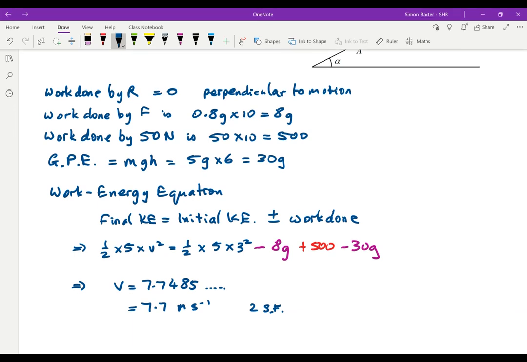So work energy equation, it's a very nice little trick. Well, it's not a trick, it's a nice way of solving some problems. And in the next video, you will see a problem that would be impossible, or at least very, very complicated to solve without. But you'll have to wait until we do that video.